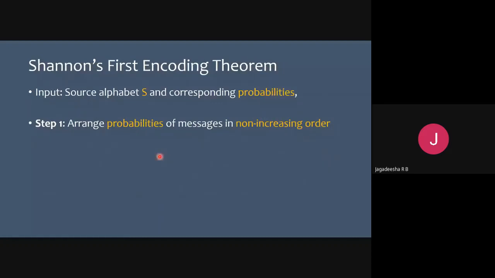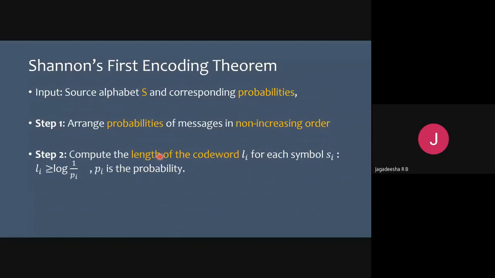Now we will go to the second step. The second step is to compute the length of the code word L_i for each symbol. How to find the length of the code word? It is given here. The length of the code word L_i should be greater than or equal to log of 1/p_i. Since we know the probabilities, that is the input given, can we find out log of 1/p_i? Of course, you know how to find log of 1/p_i. We are talking about log base 2. I'm not going to tell you again and again.